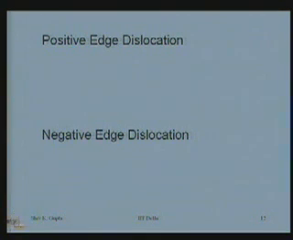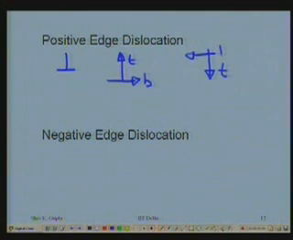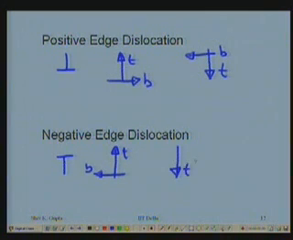Well, I just now explained this positive edge dislocation and the negative edge dislocation. That's the positive one, T and B, or you can have T like this, then the B will be like this. Negative edge dislocation is this, where T is this way, B is this way, or you can take the T this way, then the B would be this way. Right, that's the angular relationship between B and T.